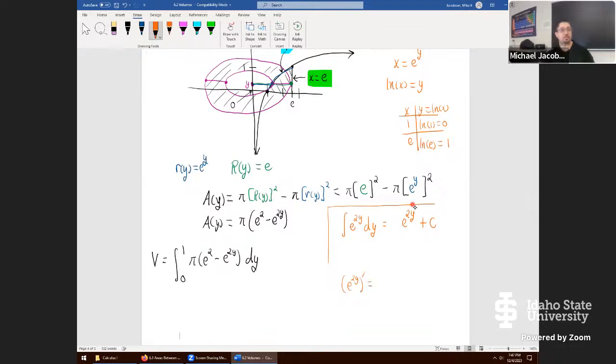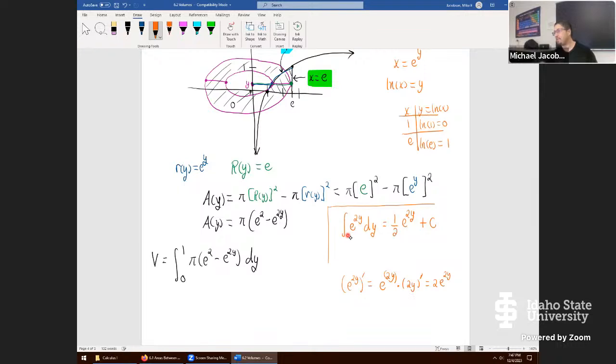If you differentiate that, it's a chain rule. First thing you do is copy e to the 2y, and then you multiply by the derivative of 2y, which would give us a 2 right here. So it's 2 e to the power 2y. This tells us that's not the right antiderivative, because when we differentiate it, a 2 comes out and there's no 2 inside here.